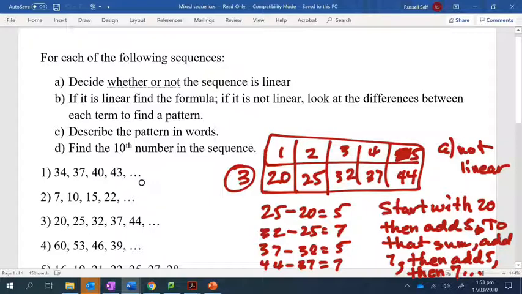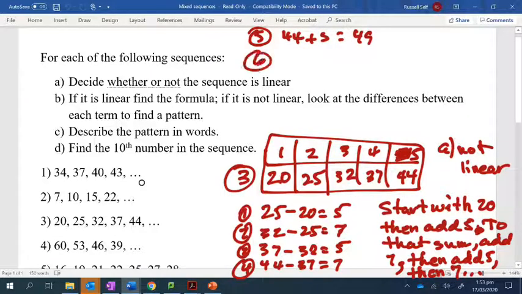Okay? No, definitely not linear. So you're starting with 20, then you're going to add 5. To that sum, you add 7. Then you're going to add 5 to that sum, then 7 to the next sum. So now what we need to do is write it out so that we can get the 10th number in the sequence. So we have 4 of them, right? Now let's do the 5th one. It's going to be 44 plus 5, which is 49.